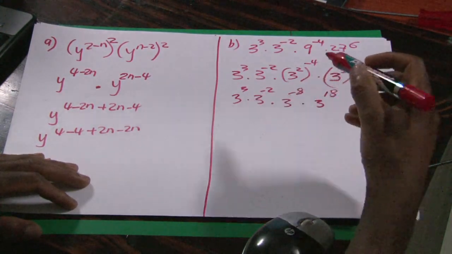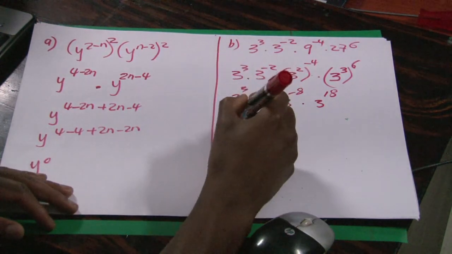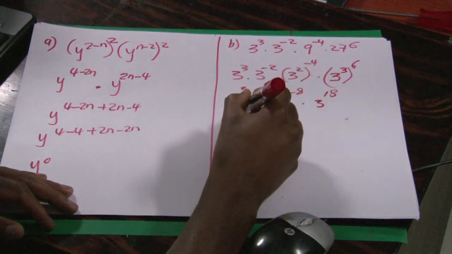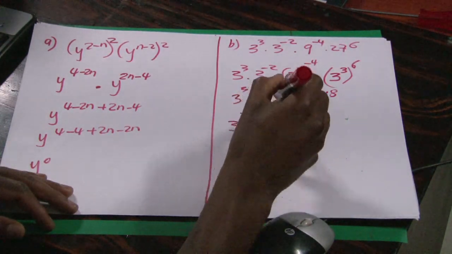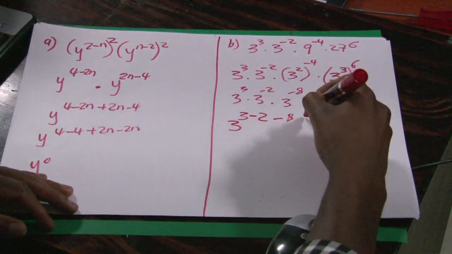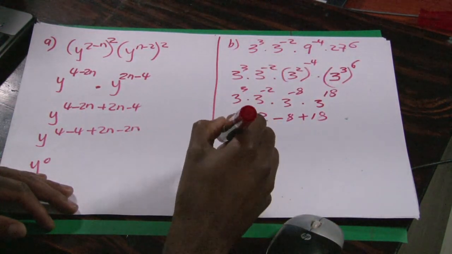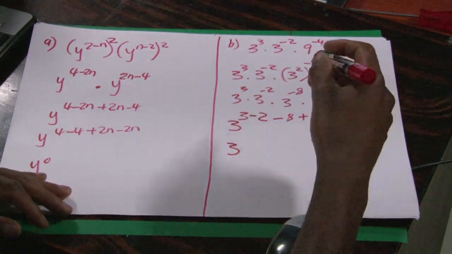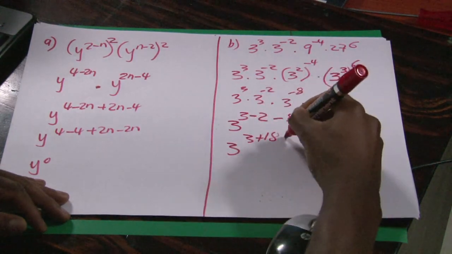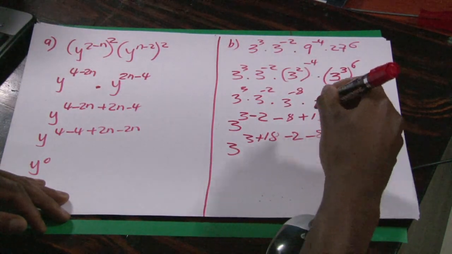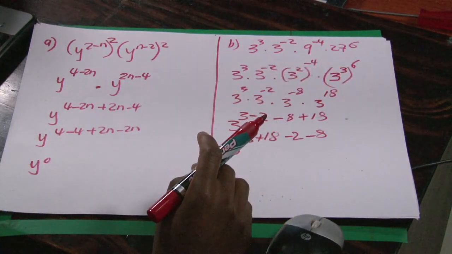Here you are multiplying. What do you do with the exponents or the indices? You add them. So you have 3 to the power 3 plus negative 2, which is minus 2, and minus 8, then plus 18. To make it easy, collect the ones you are adding as well as the ones subtracting. You have 3 plus 18 minus 2 minus 8. 3 plus 18 gives you 21.